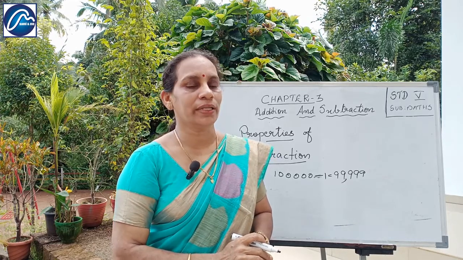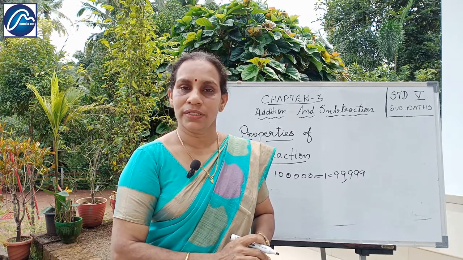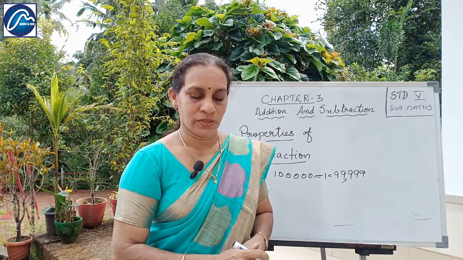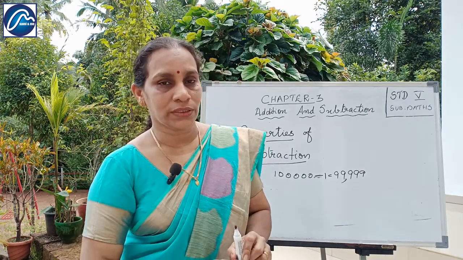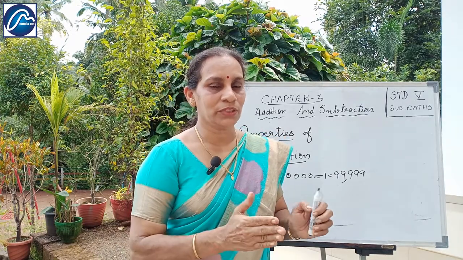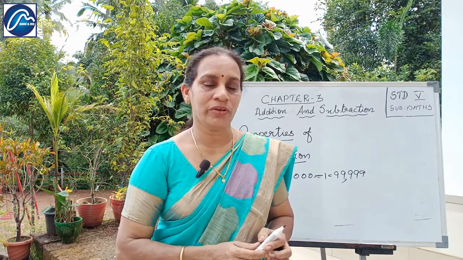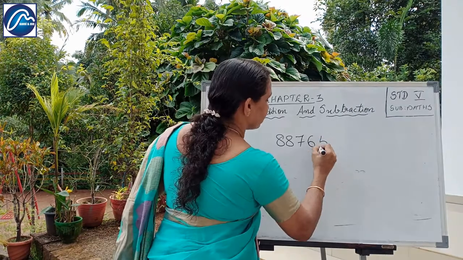For example, 10 minus 0 is 10. 34 minus 0 is 34. And 1000 minus 0 is 1000. Okay. And when you are subtracting, there is a relation between subtraction and addition. You can find out what is the relation between subtraction and addition.